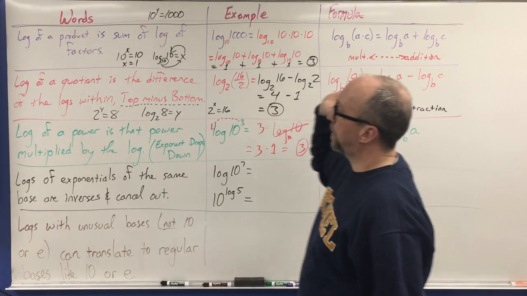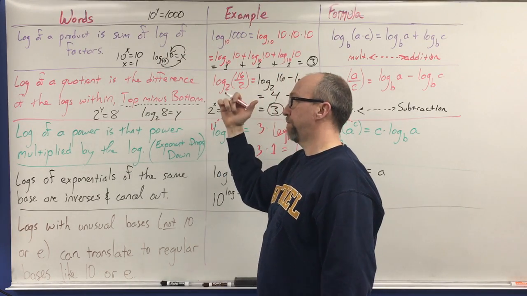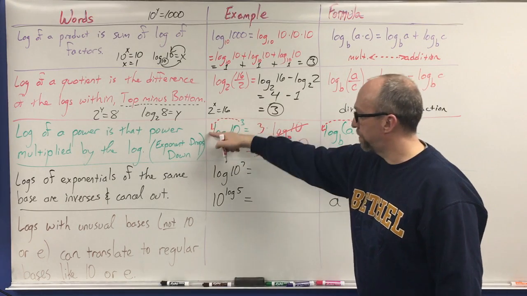So you've got the product becomes a sum, the quotient becomes a difference, and the power becomes a coefficient. The power comes down in front.